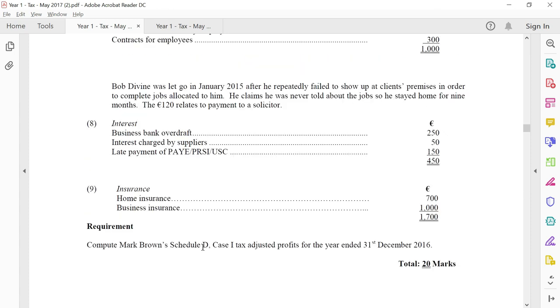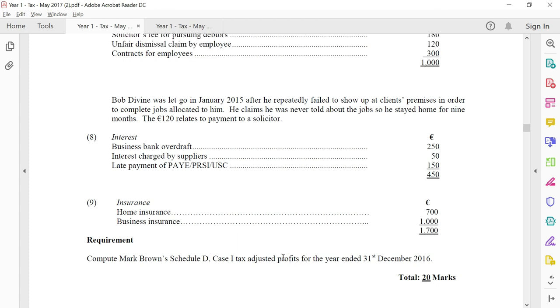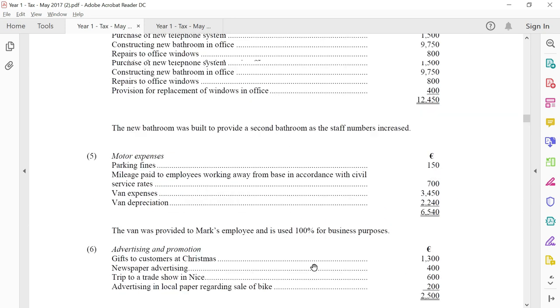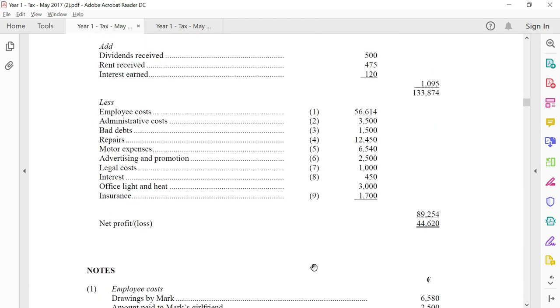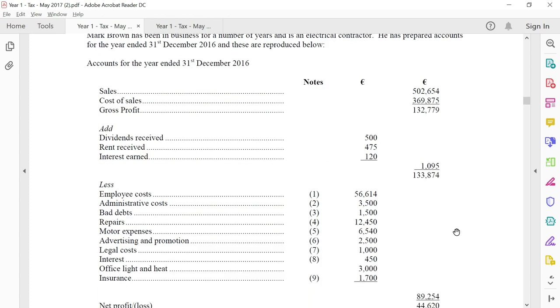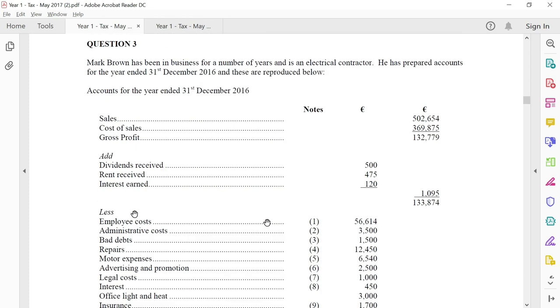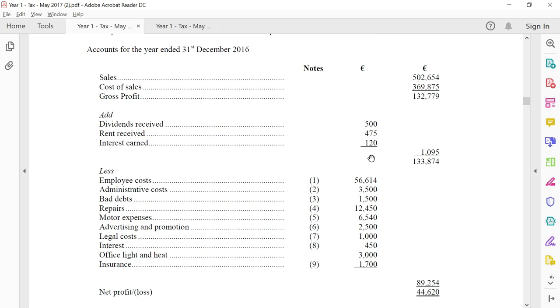So the objective of this class is to adjust my profits to get tax adjusted profits. What profits am I adjusting? I am adjusting the profits that the accountant has prepared. So you're going to be given an income statement or profit and loss account, and that will show me my net profit or loss of, let's say, 40 grand.